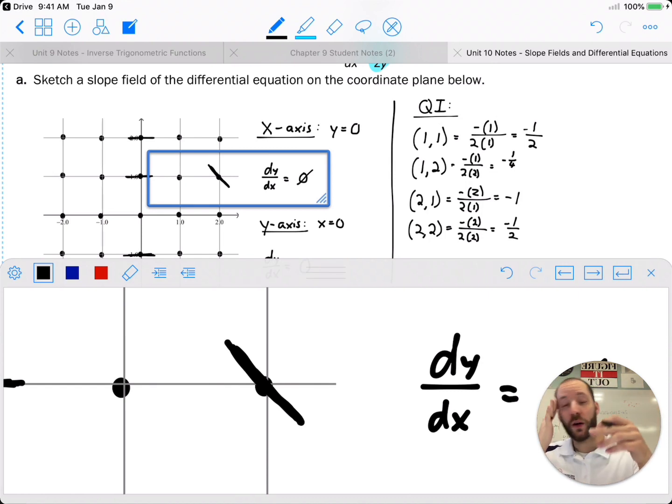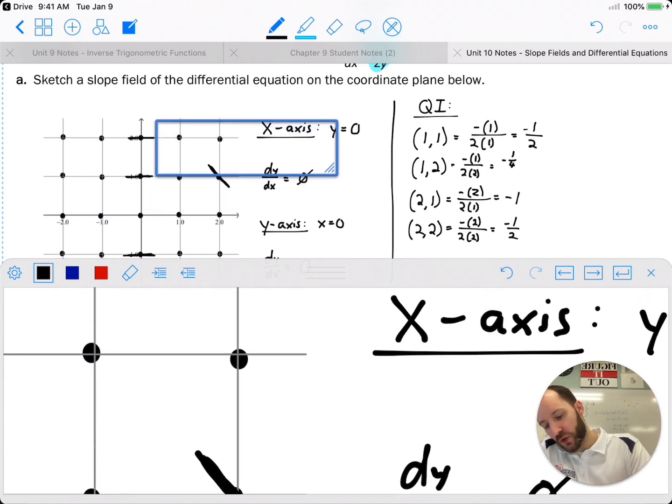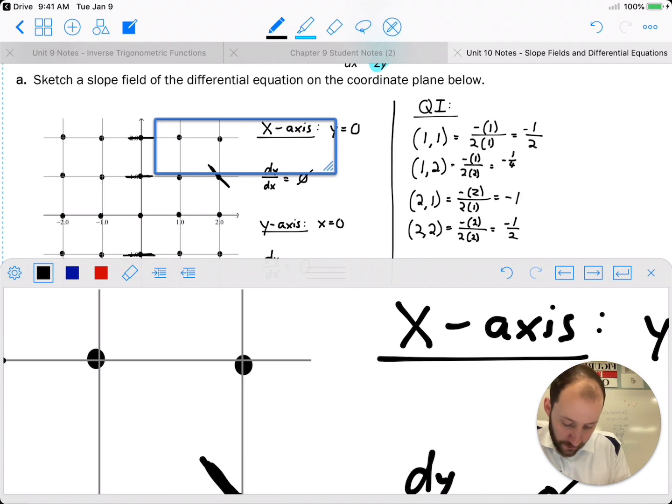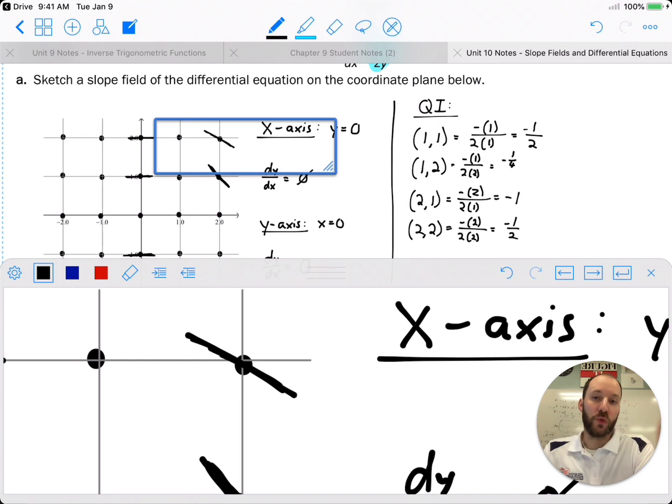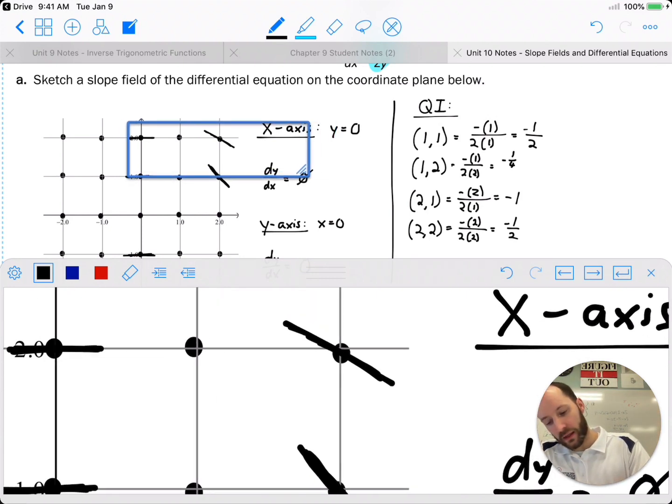So a 1/2 should be more steep than a 1/4, more steep than a 1/8, more steep than a 1/16. Okay, so it's not important that you're exact. It's important that in relation to each other, all of your slope values look accurate. Okay, so at 2, 2, -1/2, I'll do my best to do a 1 down, 2 over.